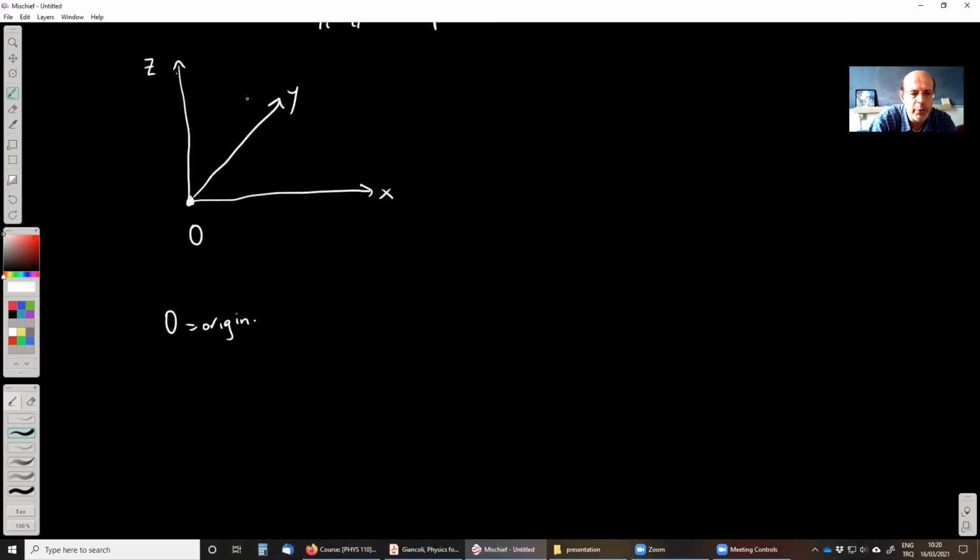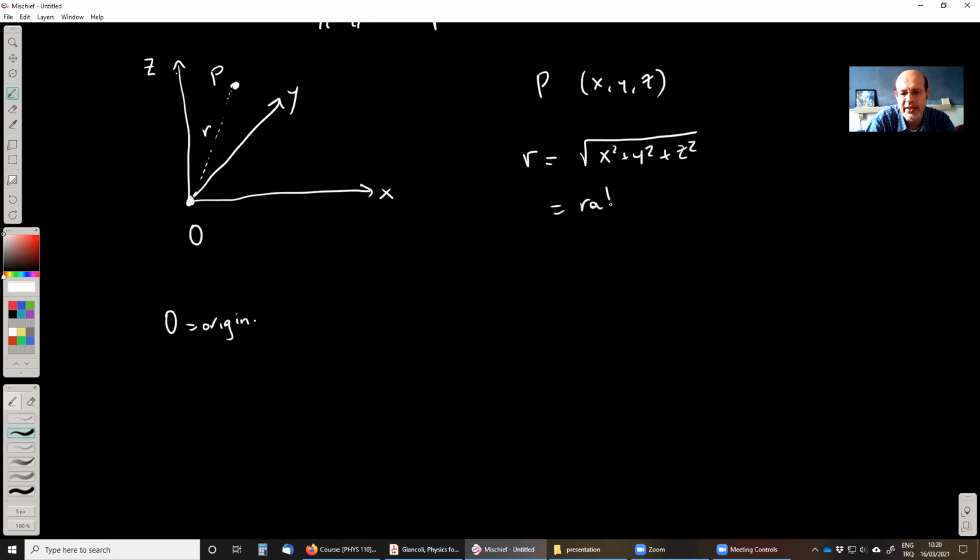Suppose that I have some point P in here. We will talk about the distance of that point to the origin. Let's say that P has the coordinates x, y, z, right? I'm going to describe R as the radial distance of that point P to the origin. So this is the radial distance of point P to origin. It's always the origin.